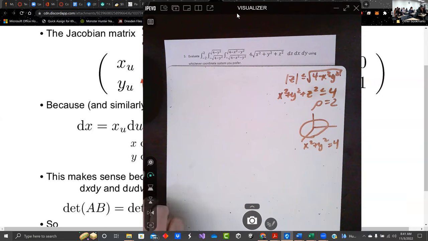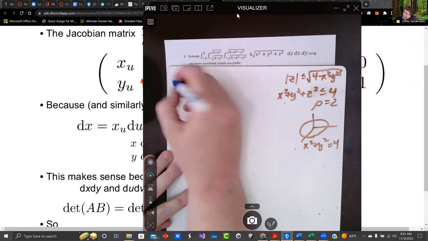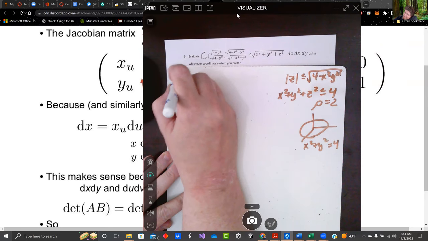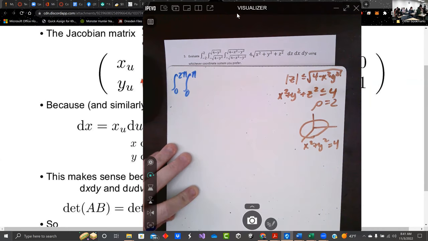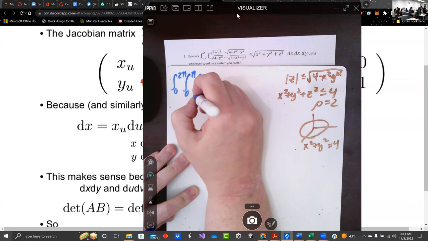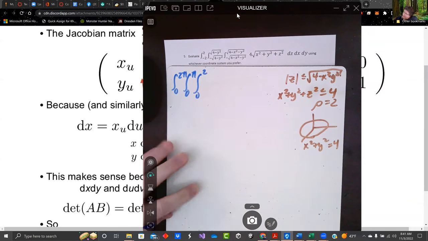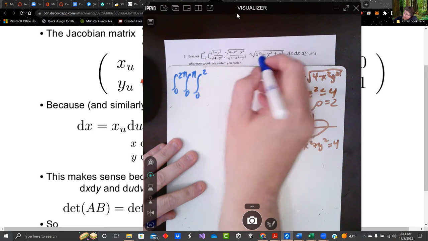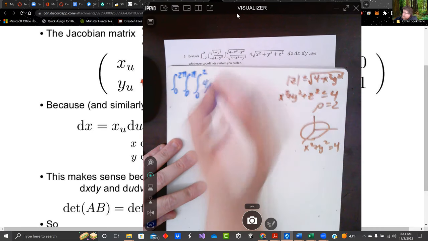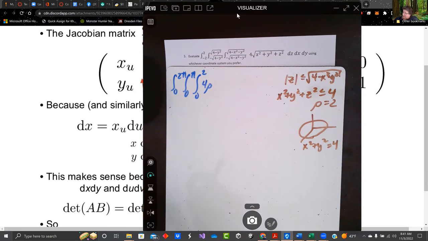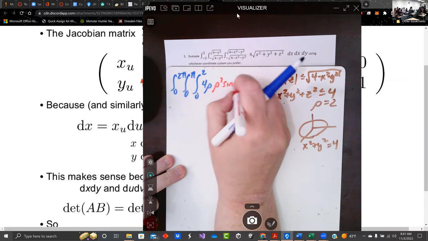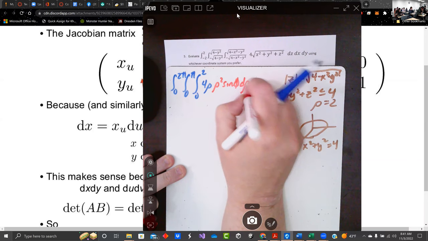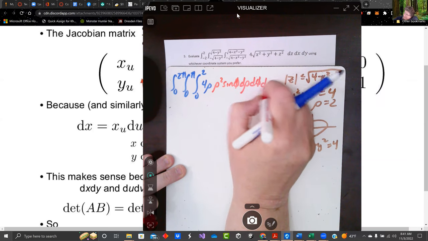So if we rewrite this in spherical, it's a full sphere. So we've got 0 to 2 pi in theta, 0 to pi in phi, and 0 to 2 in rho. I've got this is 4 rho, right? And then we've got our correction factor, rho squared sine phi. Is this just a solid sphere that we're looking at? Yep.